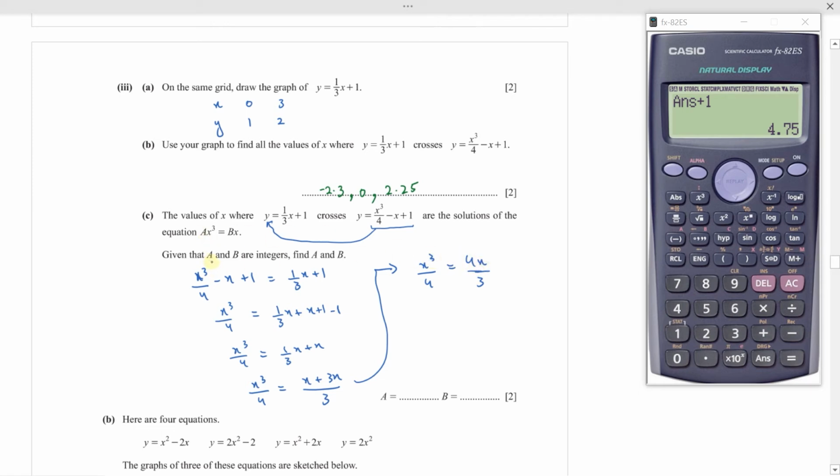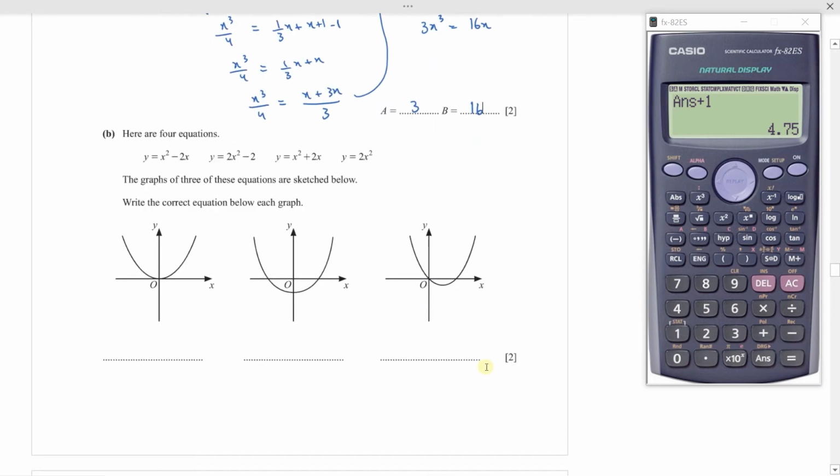But remember, the question says a and b are integers. So I cannot simply say here that a is 1 by 4 and b is 4 by 3. I need to convert these fractional values into integers. So I can simply cross multiply here. I can take this 4 to the other side and bring this 3 here. So that means I will get 3x cubed equals to 16x. Now these are integer values, and now I can make a direct comparison with this equation here. So my a value is 3 and my b value is 16.